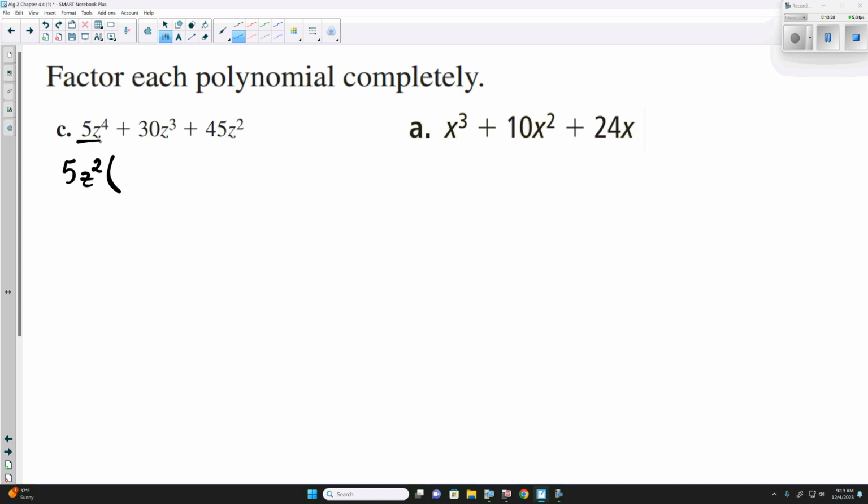Well, our 5 factors out of 5z completely, and if we remove 2 z's from z to the 4th, we're left with z squared plus 6z, because 30 divided by 5 is 6, and if we remove 2 z's away from 3, we're left with 1. And 45 divided by 5 is 9, and z factors out completely. So we're left with 5z squared times z squared plus 6z plus 9.